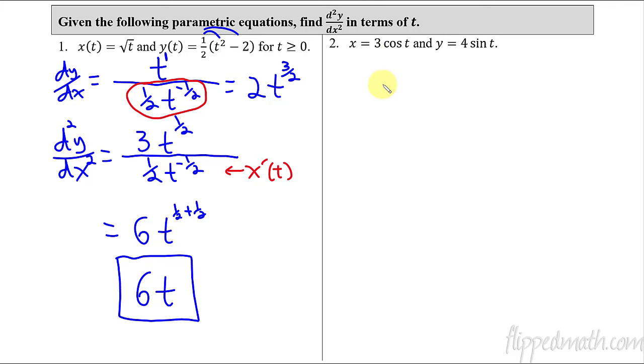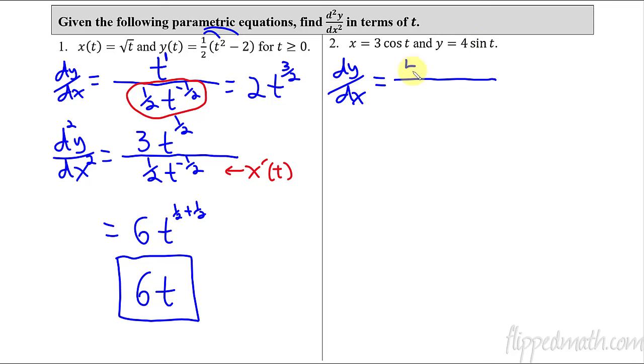All right, let's do another one here. This is a good one to show you why the importance of simplifying can help us quite a bit. First, find dy/dx. I'll create my fraction here. I'm going to find y prime first, y prime of t.